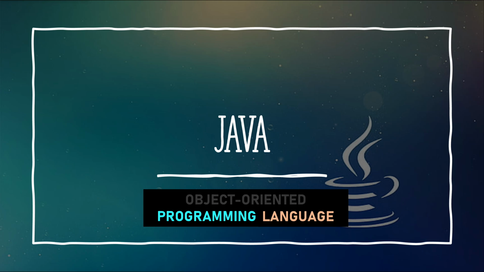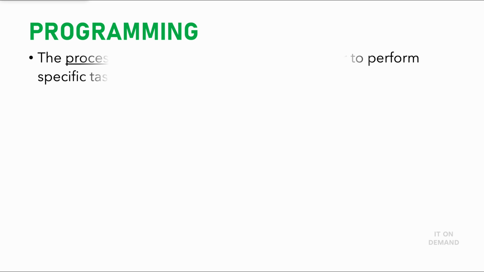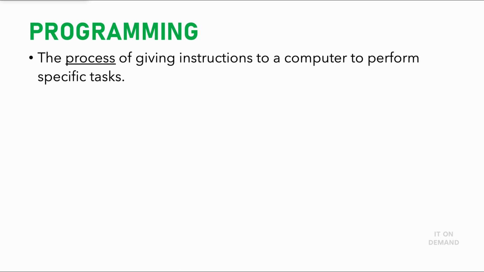Now let's go to programming language. I'm going to take these two together. What exactly are these? Programming simply is the process of giving instructions. So when we instruct the computer to perform specific tasks, what we're doing is programming.